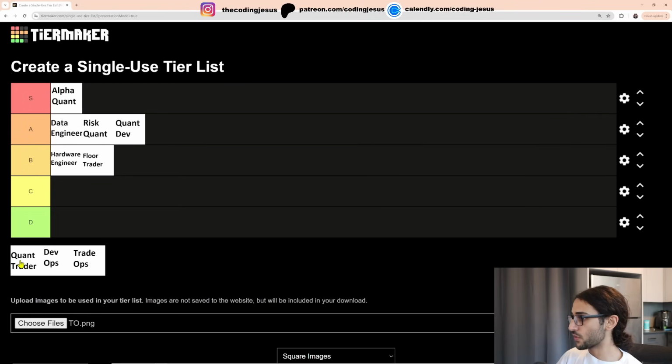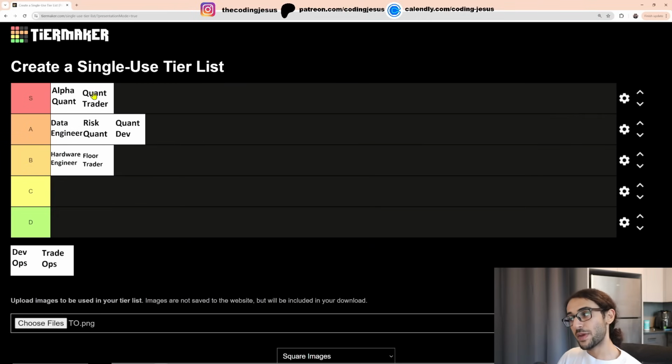I'm going to put quant trader in S tier. Highest paid, definitely, in terms of base and bonus. You're really kind of your own boss here in the sense that you live and die by your P&L. And if you're very good, you can go from the first junior level to becoming a senior quant trader in under a year.